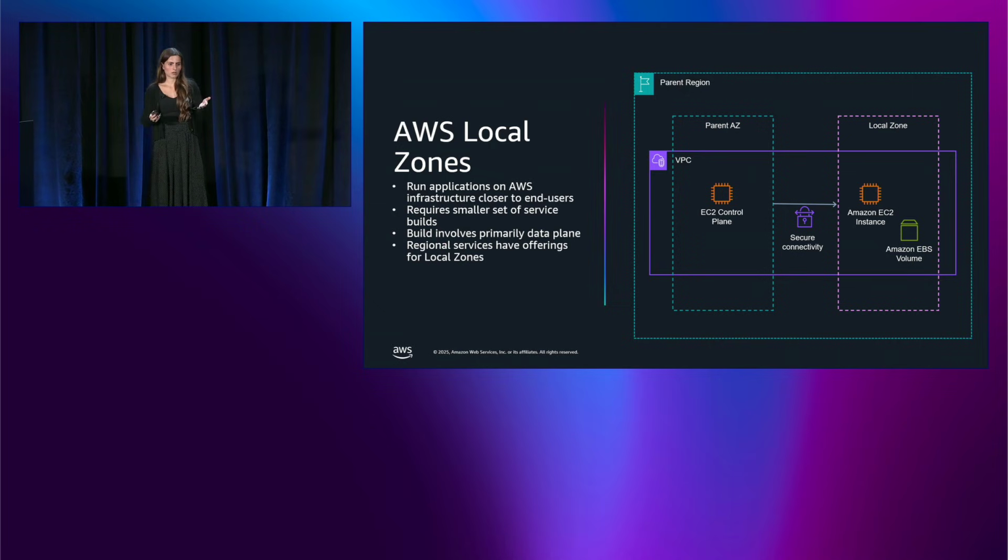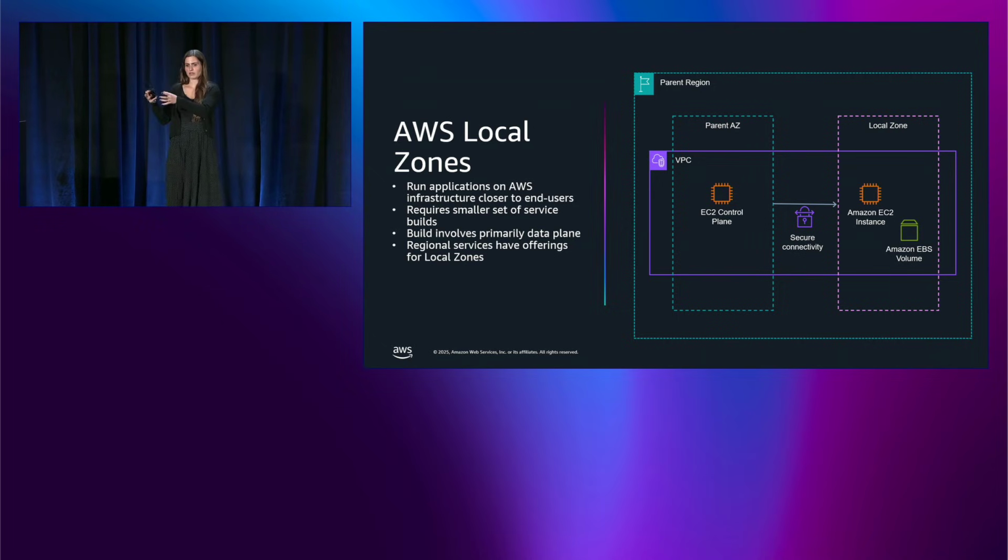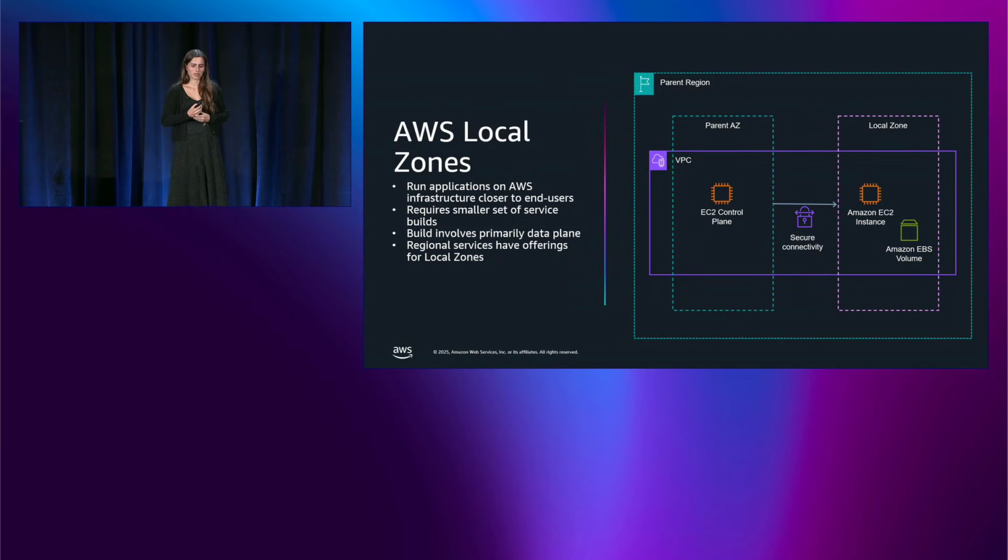Well, using a local zone, you could use some of the local zone versions of regional services like S3 Express to ensure that all of your data is stored in country B to meet the data residency requirements you may have. So it's a really nifty way of extending AWS infrastructure capabilities to locations beyond where we have regions.